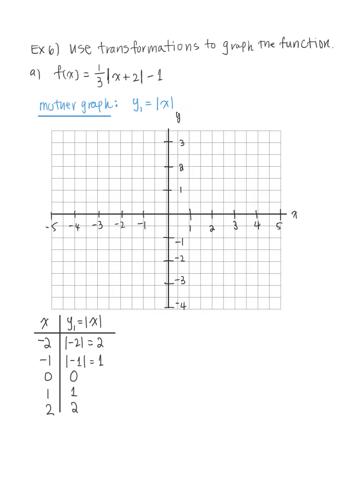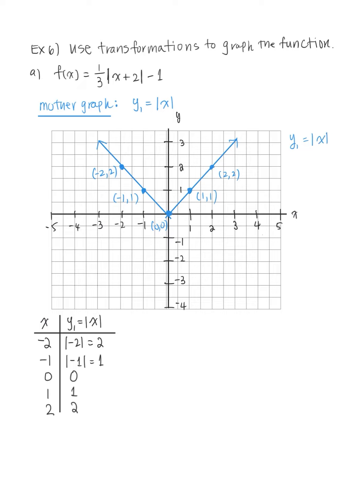So we got negative 2, comma 2. That's here. Next one is negative 1, 1. And 0, 0 is next. And then 1, 1. And then 2, 2. So this is the graph of our y1, which is absolute value of x.